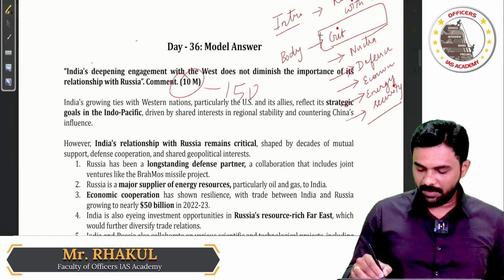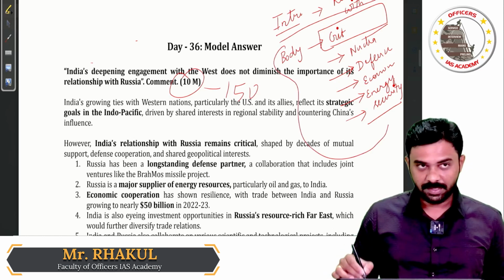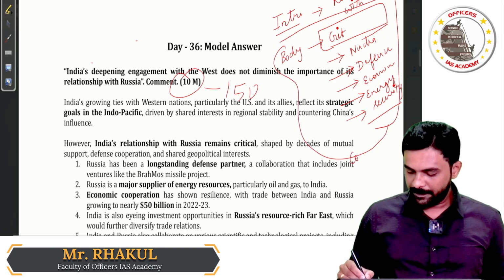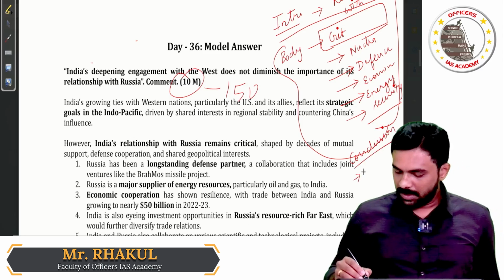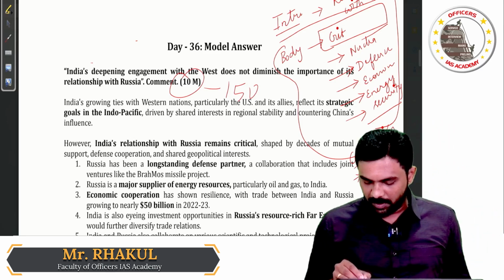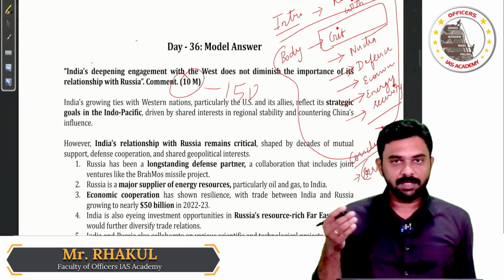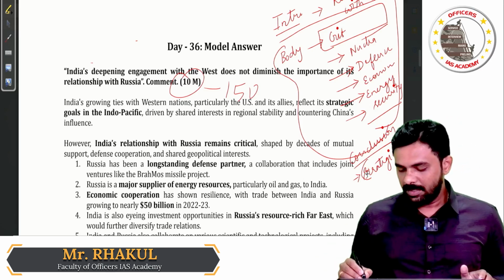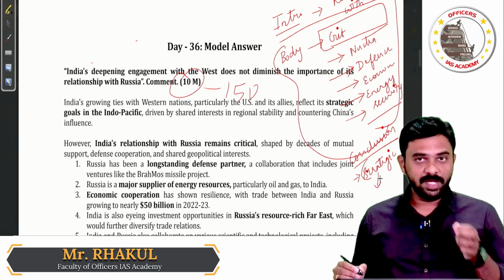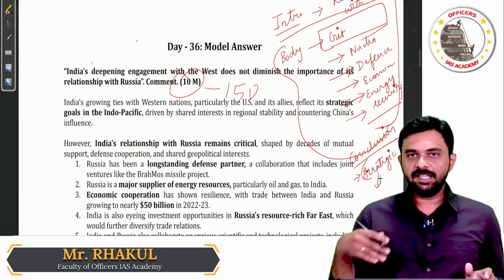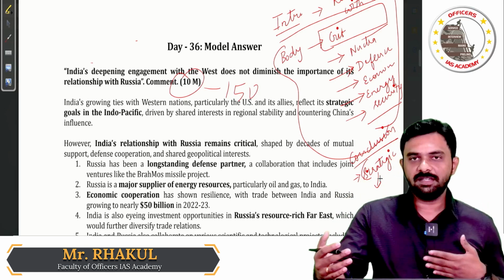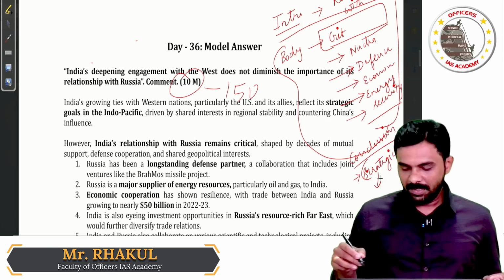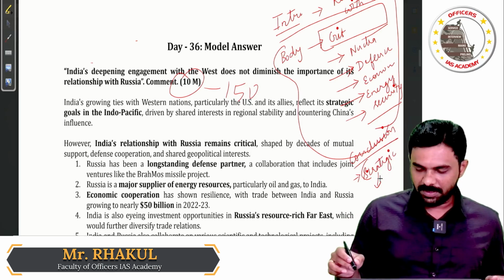That should be the body. You have to mention most points in this aspect. Then in the conclusion, you can mention the strategic autonomy of India. India is maintaining and balancing its relationship with both the West and Russia, because India wants to maintain its strategic autonomy. Its relationships with other countries are based on India's interest rather than the interest of other countries. So this way you can give an answer for this particular question.